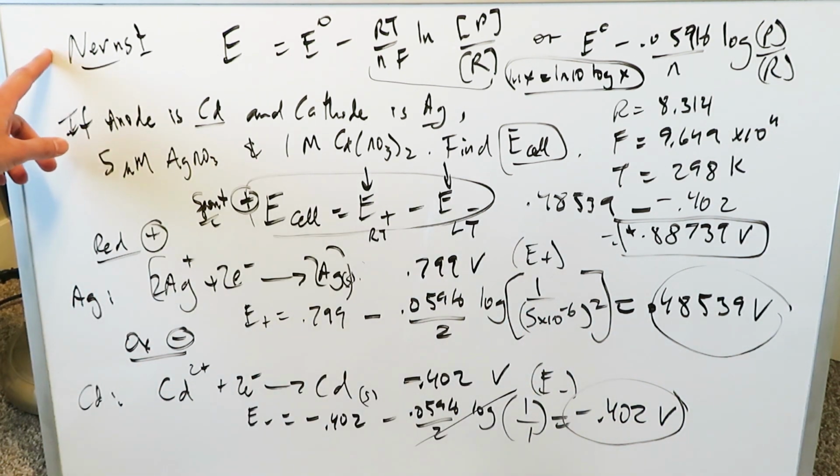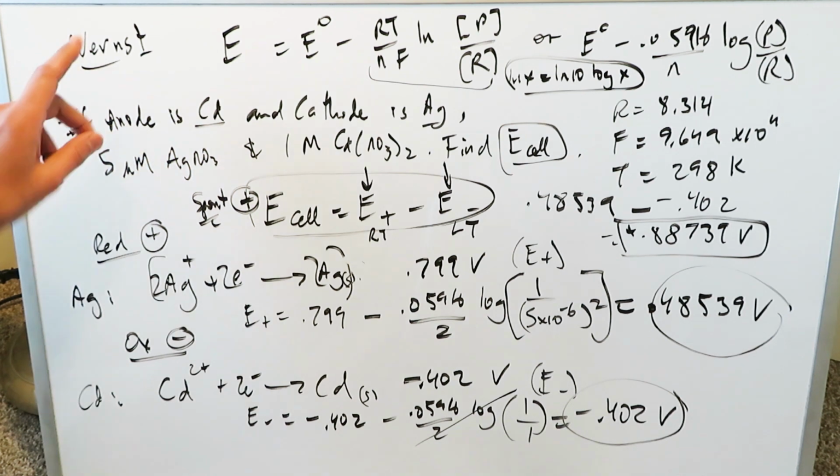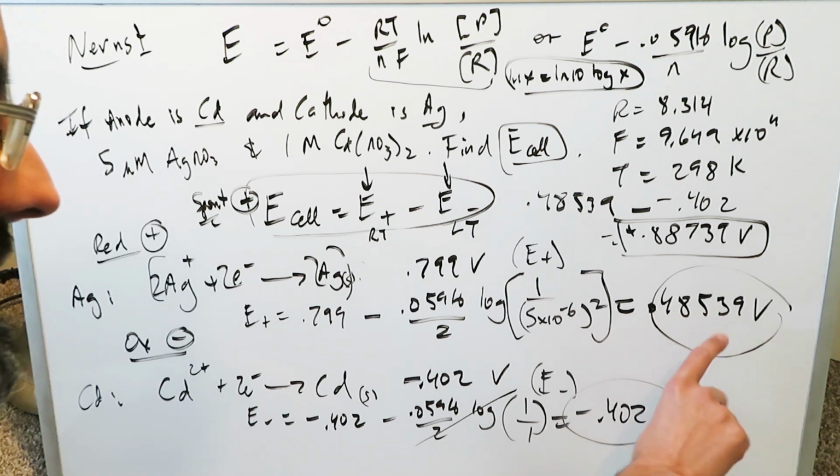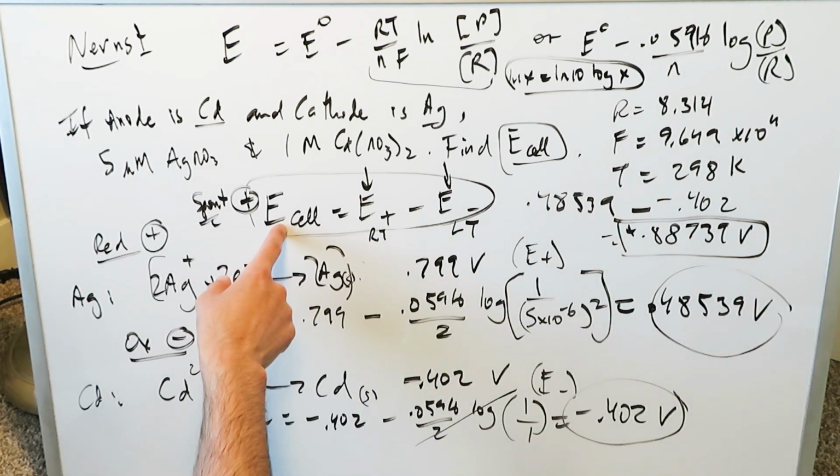So this right here was a video on how you utilize the Nernst equation individually for each electrode. Then the outcome of those electrodes with regards to potentials feeds into your overall potential for your cell.